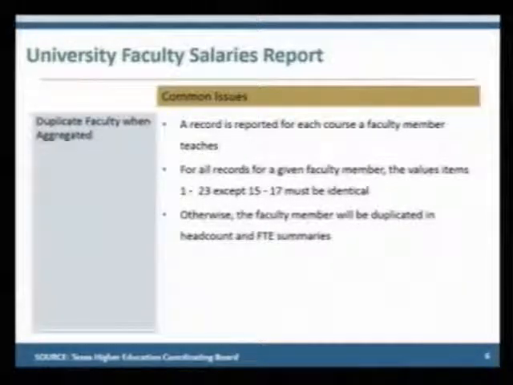When we do our reports, we actually aggregate that together or deduplicate it. And so fields are items number 1 through 23, except for the flex entry items 15 through 17. Those have to be identical. If they're not, what happens is one faculty member might look like 3. And that's going to throw off our faculty counts and our full-time equivalent summaries.